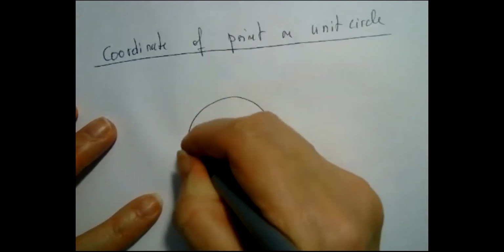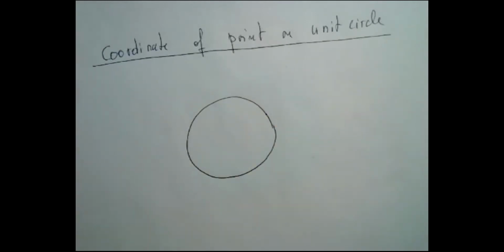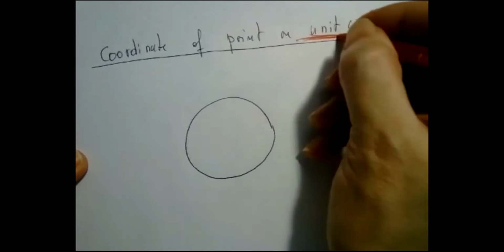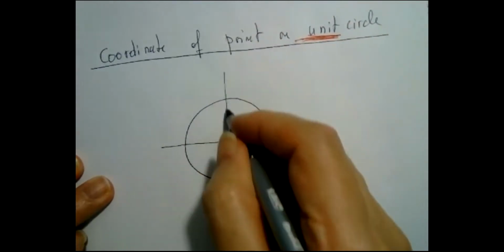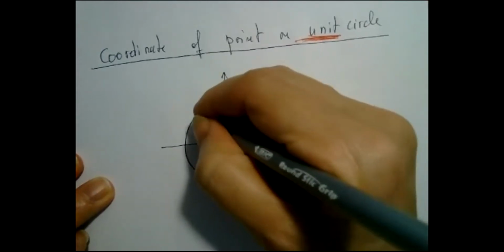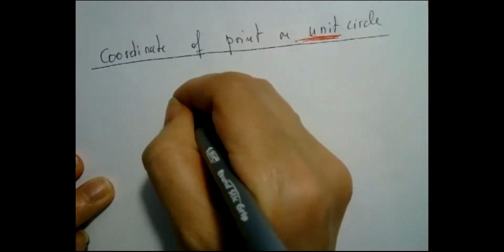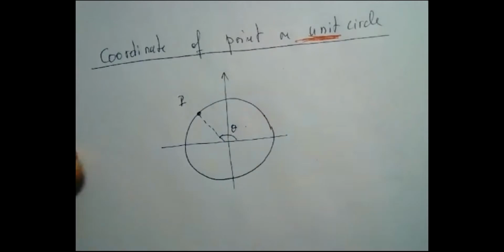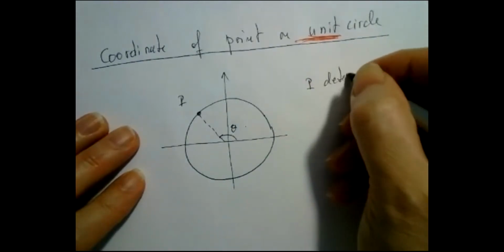So what's the idea? Just moving backwards. Suppose you have a unit circle, and the word unit is absolutely crucial. I have a point P on the unit circle. It could be anywhere. So that's my point P, and it's determined by the angle theta.